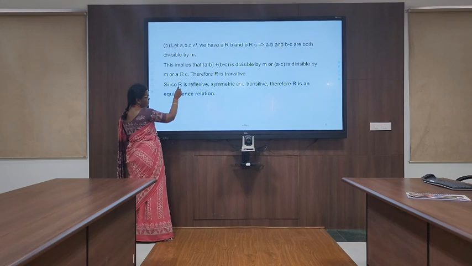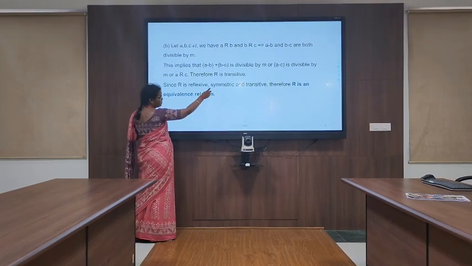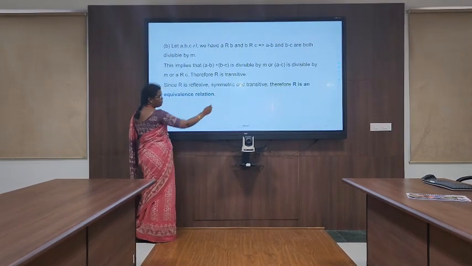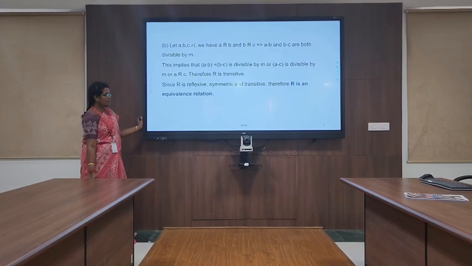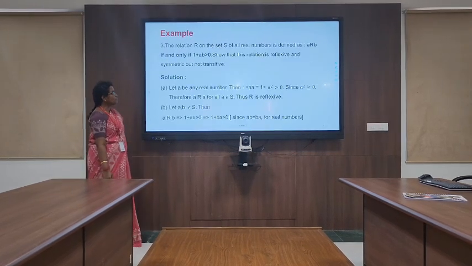Now, we have shown R obeys the reflexive property, the symmetric property and the transitive property. Altogether, we can say R is an equivalence relation.